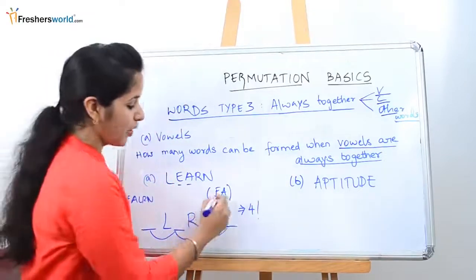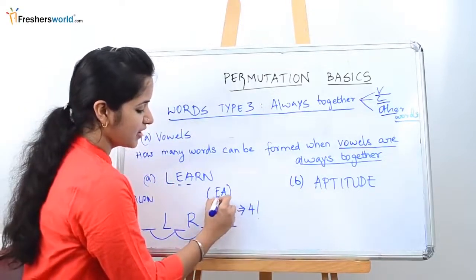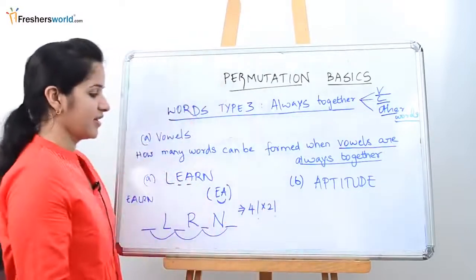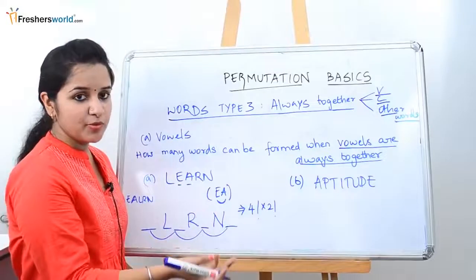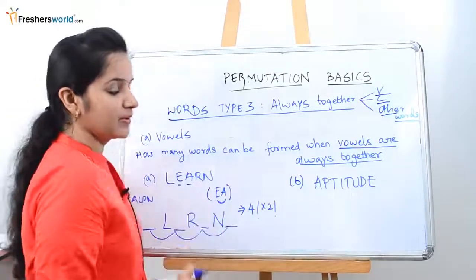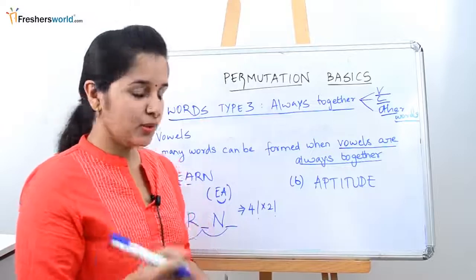And what is the possibility between these two? It is nothing but EA or AE, so in 2 factorial ways it can be arranged. So how many words can be formed using the word LEARN is nothing but 4 factorial into 2 factorial. Let's take another example with repeated letters.